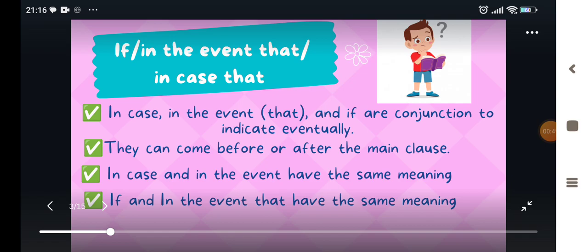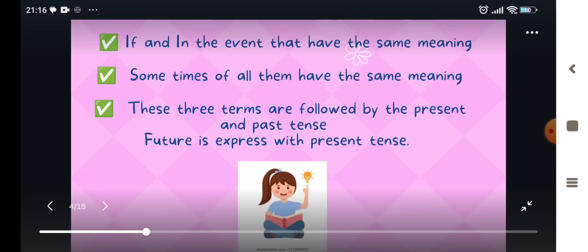If, in the event that, in case that. In case, in the event that, and if are conjunctions to indicate eventuality. They can come before or after the main clause. In case and in the event have the same meaning. If and in the event that have the same meaning too. Sometimes all of them have the same meaning. These three terms are followed by the present and past tense. Future is expressed with present tense.